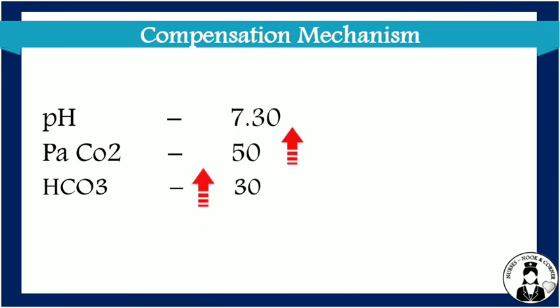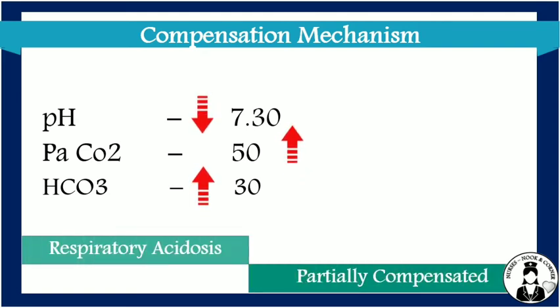Here HCO3 is also increased, so you can find out that bicarbonate is increased to act for compensation, but it has not reached the normal value, hence it is in partial compensation with respiratory acidosis. If it is fully compensated, means the pH would be within the normal range. Since the pH is also decreased, the bicarbonate is only partially compensated. So this is partial compensated respiratory acidosis.